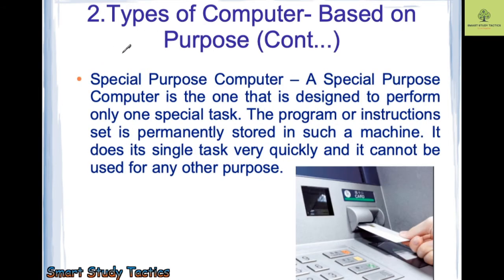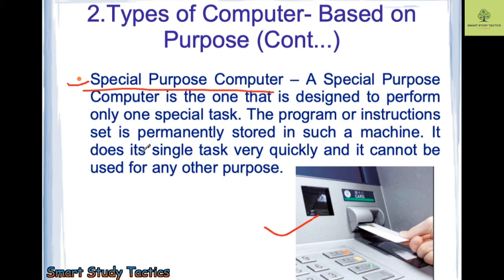Now we have the special purpose computer, which is meant for some particular work. As you can see in this image, this is the ATM machine, and it is only used to withdraw money. Similarly, you can also deposit money with the machine. Nowadays we have special purpose computers which work for a special purpose only. That means they are permanently designed for that only.